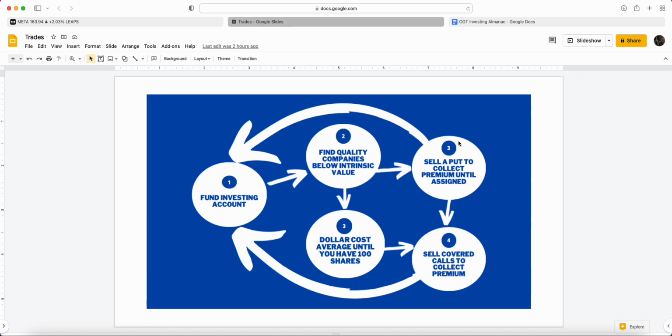What I've been doing, again, I do have 16,000. I'm also on margin, so I'm not going to use the whole of the 16,000.